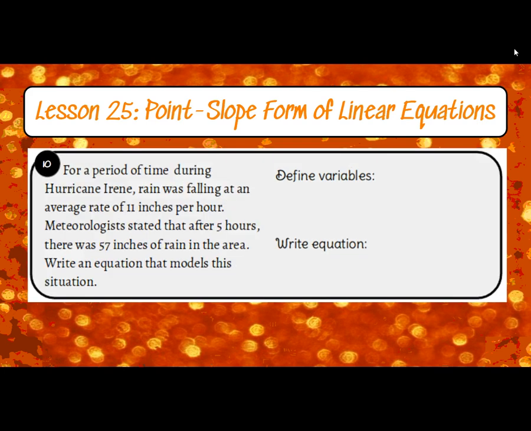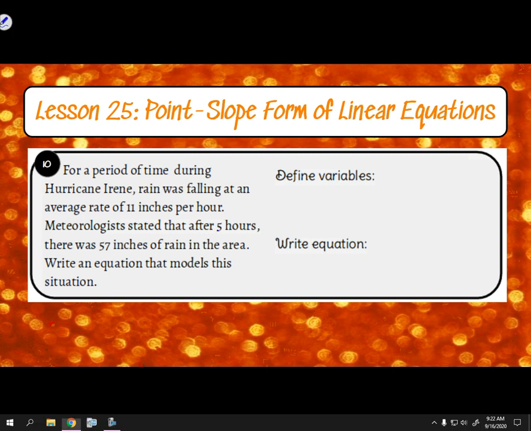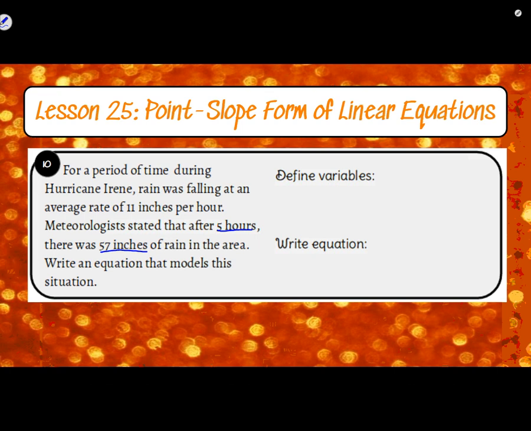All right, for a period of time during Hurricane Irene, rain was falling at an average rate of 11 inches per hour. Meteorologists stated that after 5 hours, there was 57 inches of rain in the area. Write an equation. So 5 and 57, those two pieces, this is my point. Here's my rate, inches per hour.